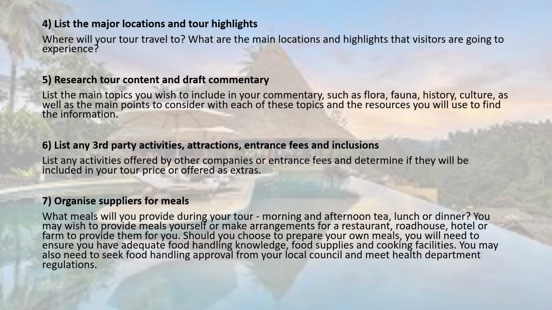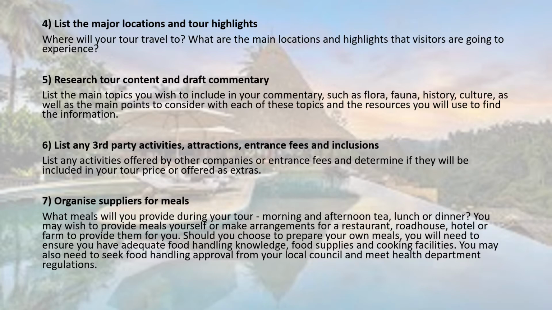You should list the main topics you wish to include in your commentary, such as flora, fauna, history, culture, as well as the main points to consider with each of these topics and the resources you will use to find the information. The sixth one is list any third-party activities, attractions, entrance fees, and inclusions. You should list any activities offered by other companies or entrance fees and determine if they will be included in your tour price or offered as extras.